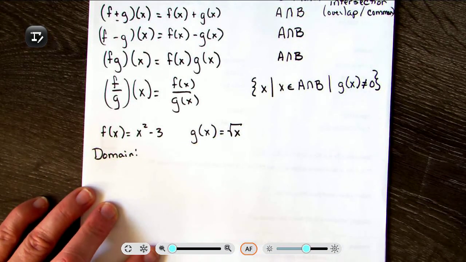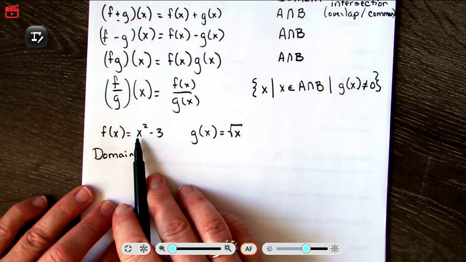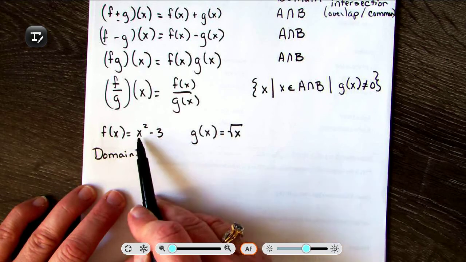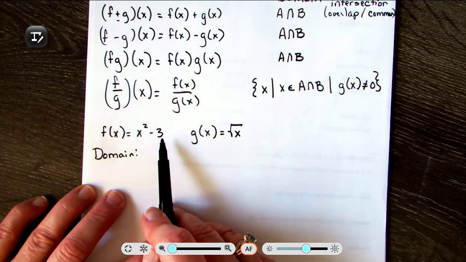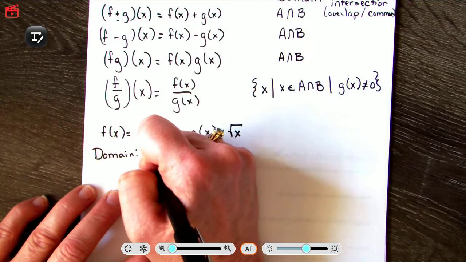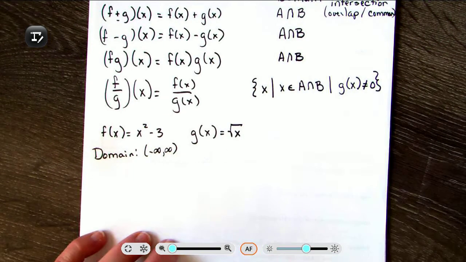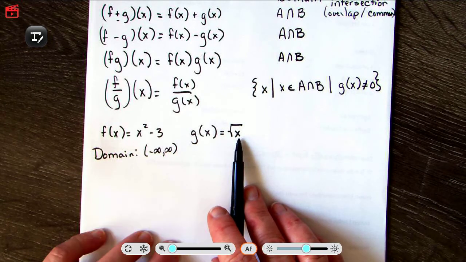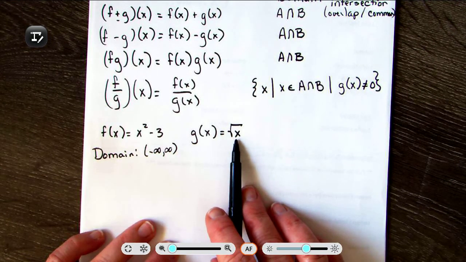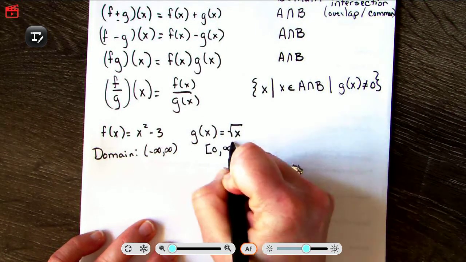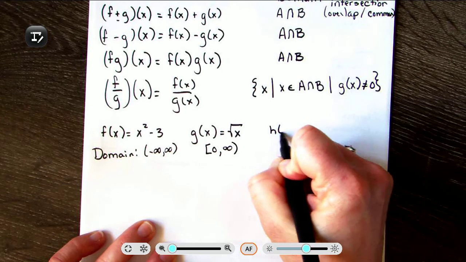First of all, our domain of f is, well, this is going to be all real numbers. So negative infinity to infinity. For g of x, we can't take the square root of a negative, so our values must be positive. So let's go 0 to infinity. Let's throw another function in here just for fun.